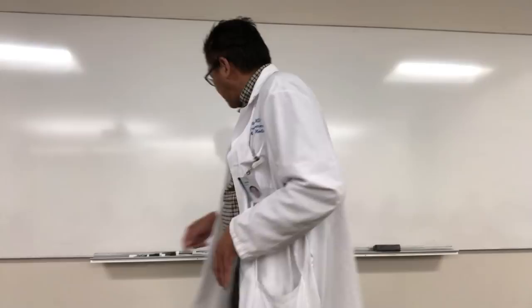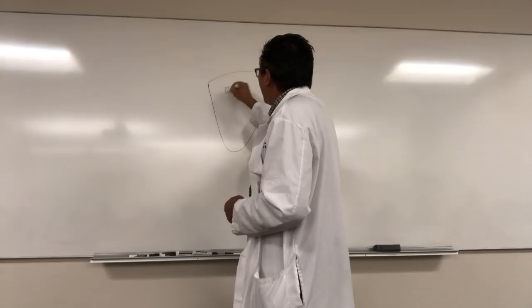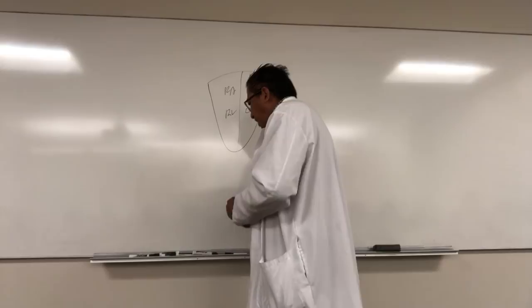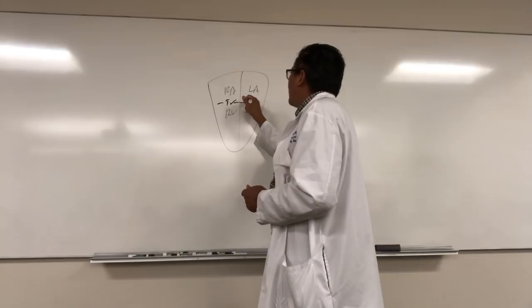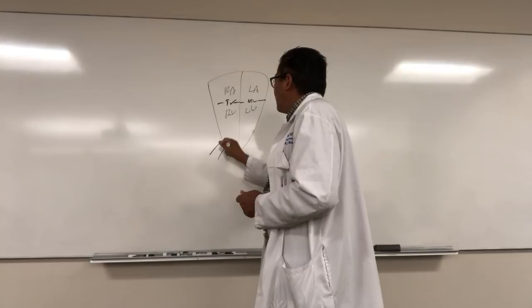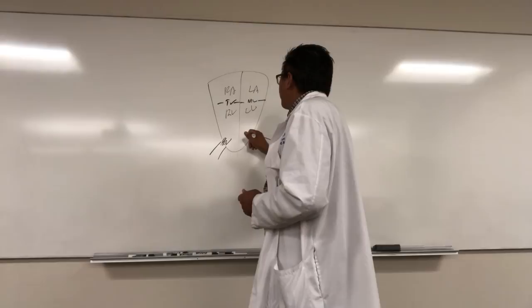So let's pretend this is the heart. Okay, right atrium, right ventricle, left atrium, left ventricle. That is the septum there. What valve is found here? What valve is found here? And then this is what? The aortic valve. I'm sorry, the pulmonary valve. What do these mean? Aortic semilunar valve.